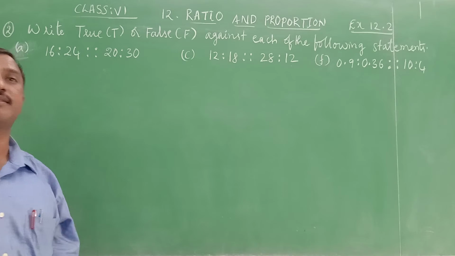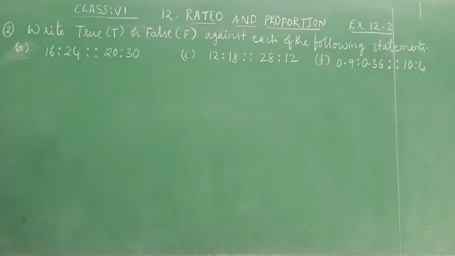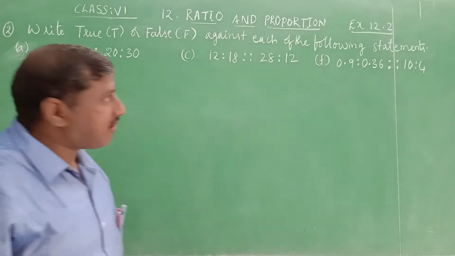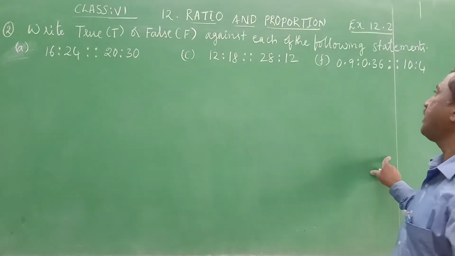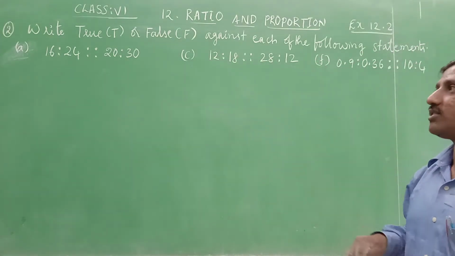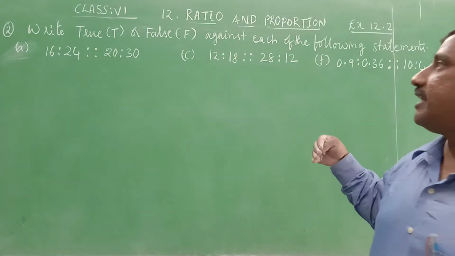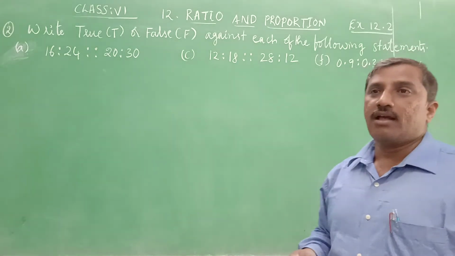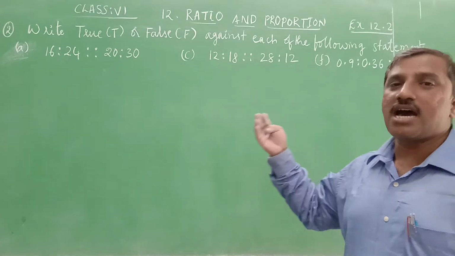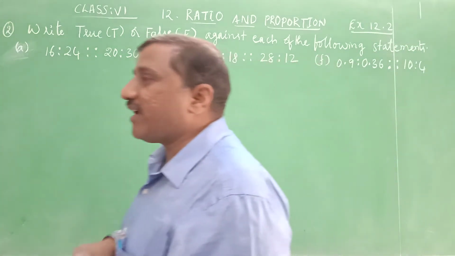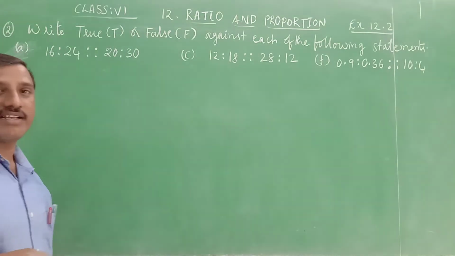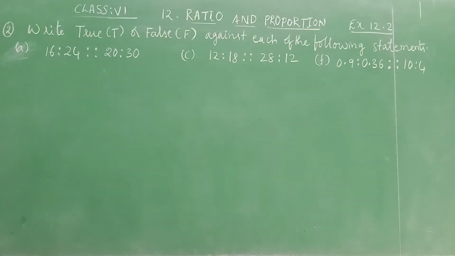Now we will discuss the second bit. Write true, T, or false, F, against each of the following statements. We have to check whether the given statements are true or false. If the four quantities are in proportion, then we can say that it is true. Otherwise, it is false. So how can you check whether they are in proportion? Two methods are there.